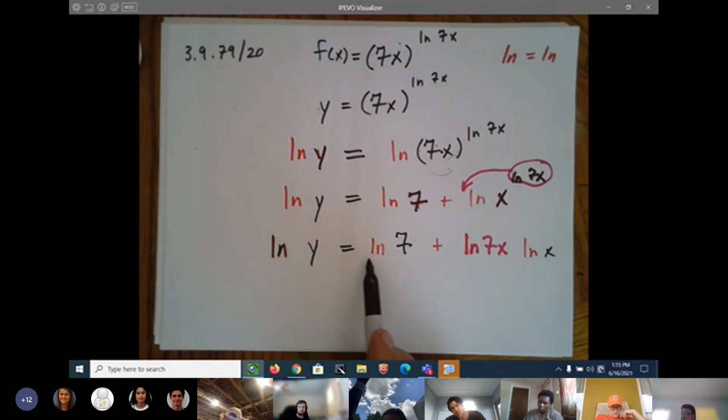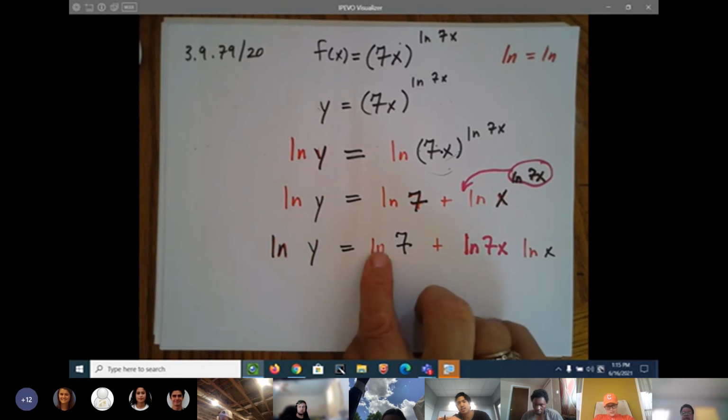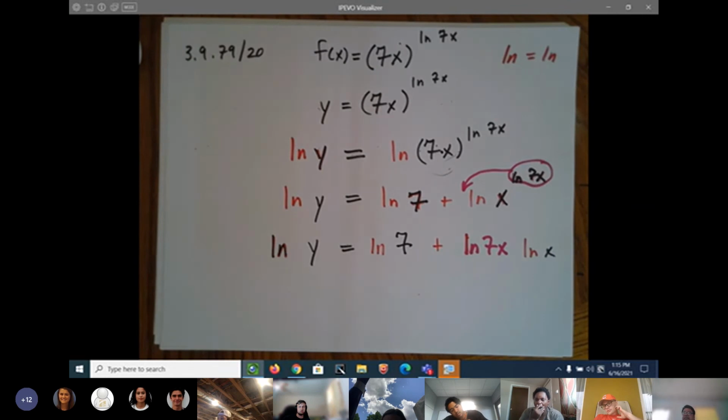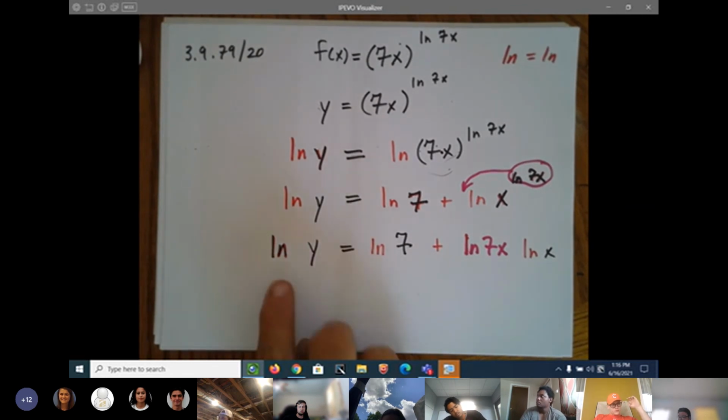And what is the derivative of the natural log of 7? Somebody tell me right quick. Come on, don't even have to think about it. What is the derivative of that? 0. Good job. Why is it 0? Tell me why it's 0. Because it's a number. The natural log of 7 is a number, like 6. So the derivative of any number is 0.